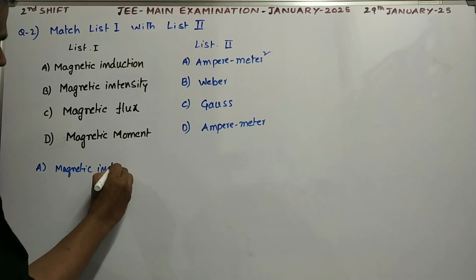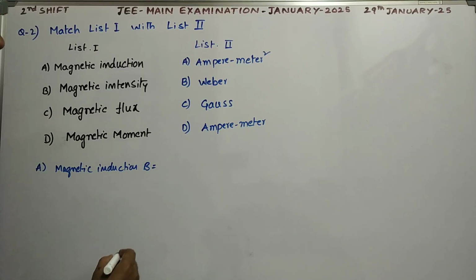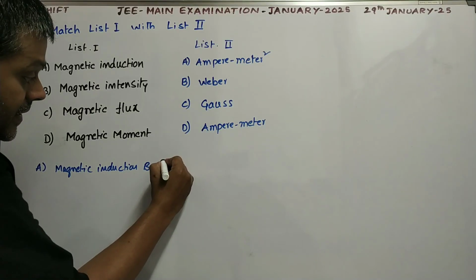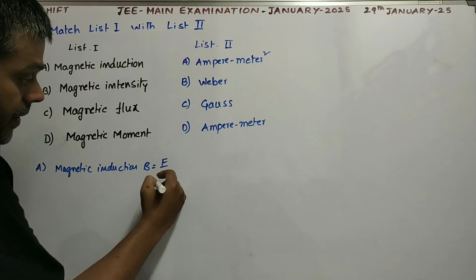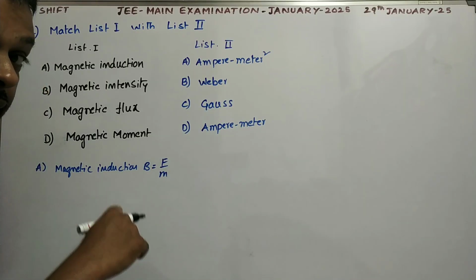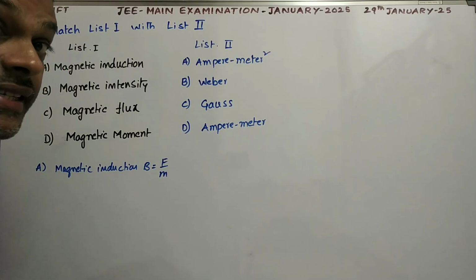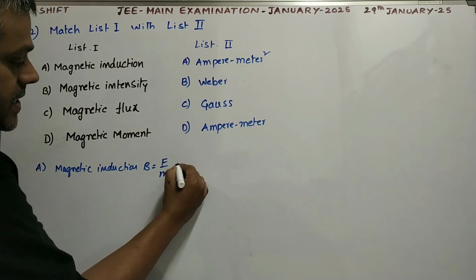Magnetic induction. What is magnetic induction? It is nothing but B, the magnetic field. It means the force acting on a unit north pole at a given point inside a magnetic field is called magnetic field induction or magnetic field intensity at that point. So B is equal to F by m.